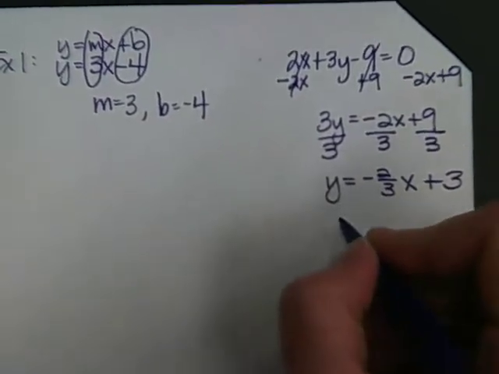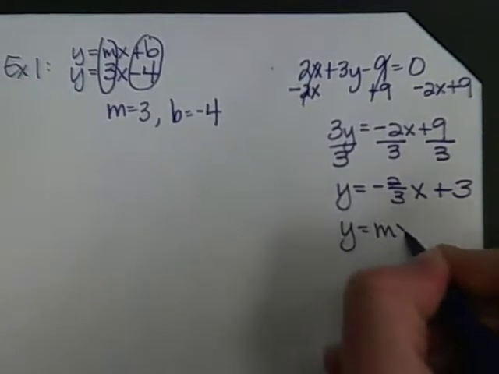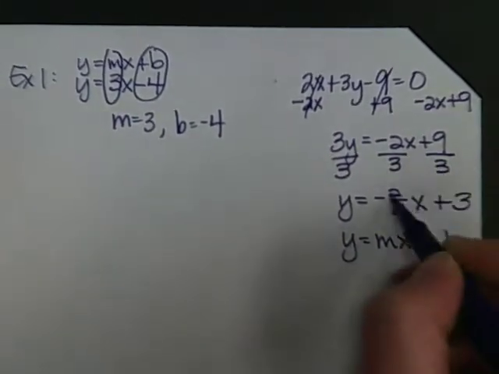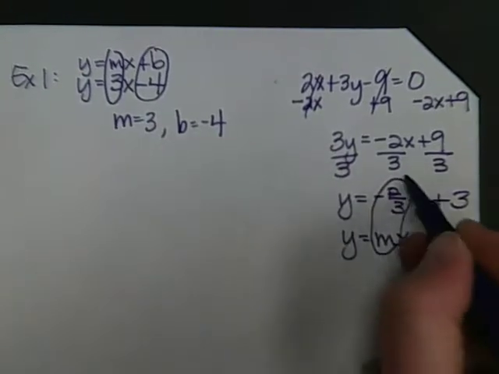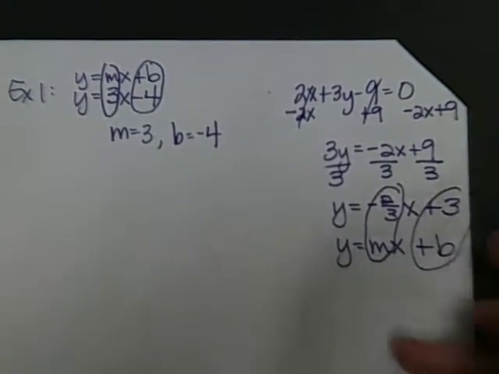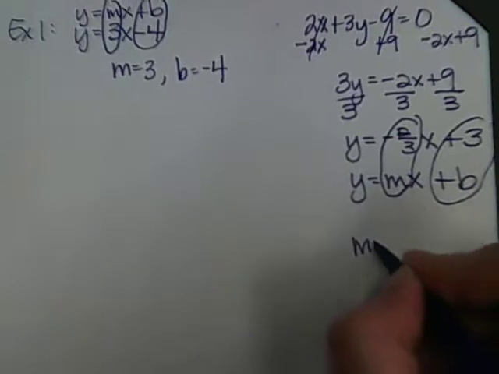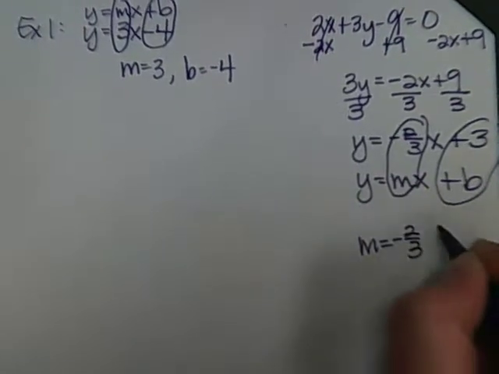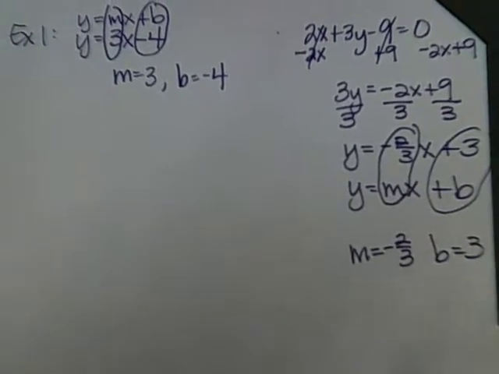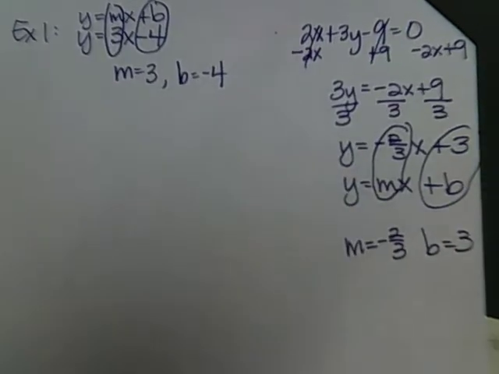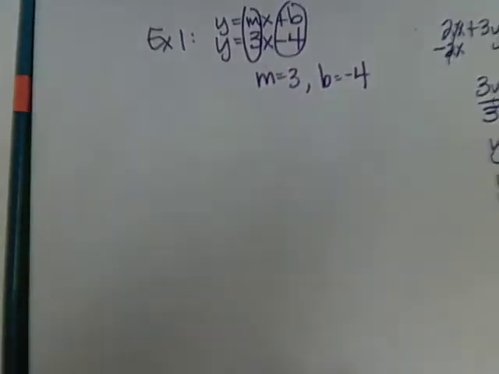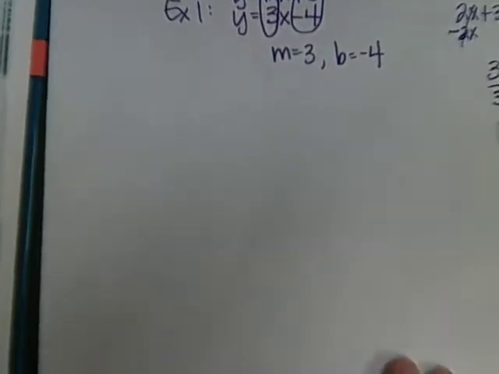Now again, once I put it in this form, I'm just asking myself, what is the slope and what is the y-intercept? Here's my m, here's my b. So m is negative 2/3, b is 3. Done. Okay, so that's the first part. Then they make us work a little harder. Now they want us to graph.